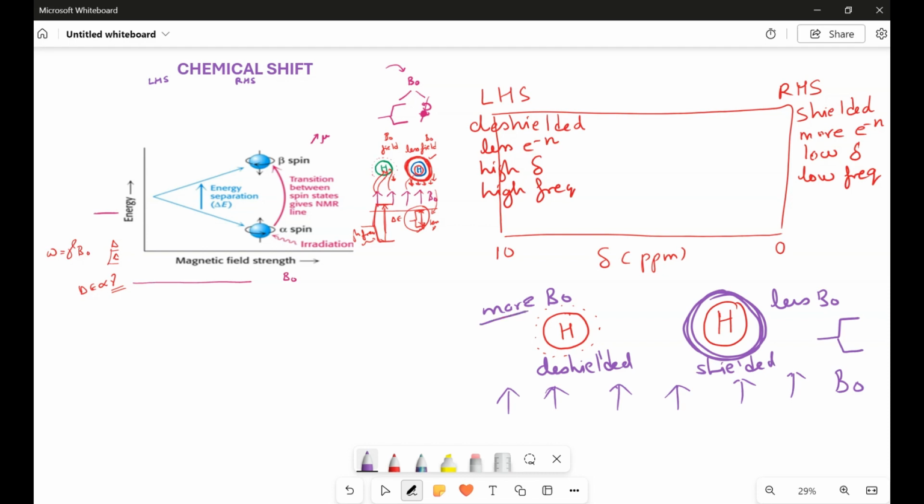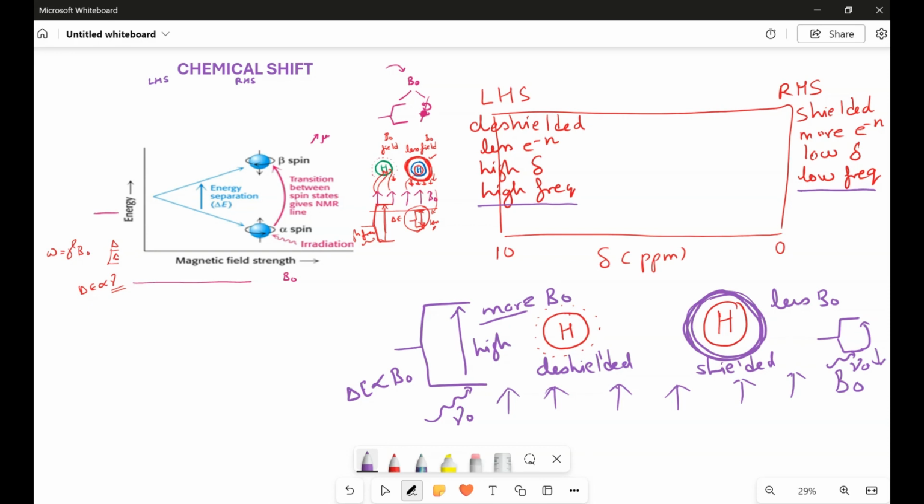The nuclei will experience more B0, and will undergo greater splitting, because delta E is directly proportional to B0. So the radio frequency required will be high for a de-shielded nucleus, and the radio frequency required for excitation from the lower level to the higher level will be less for a shielded nucleus. That is why shielded nuclei come at low frequency and de-shielded nuclei come at high frequency. You can see I am able to differentiate the hydrogens based on the electrons around them.